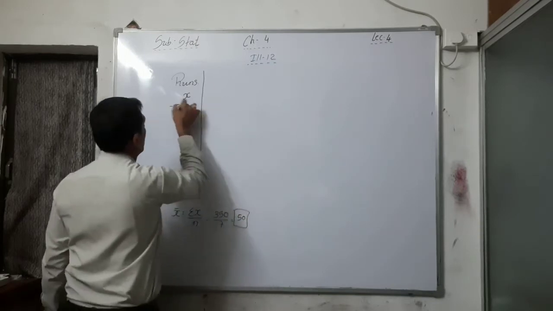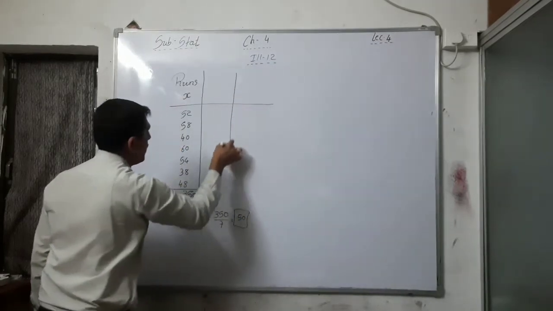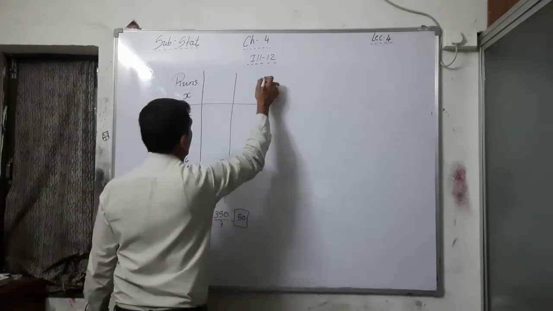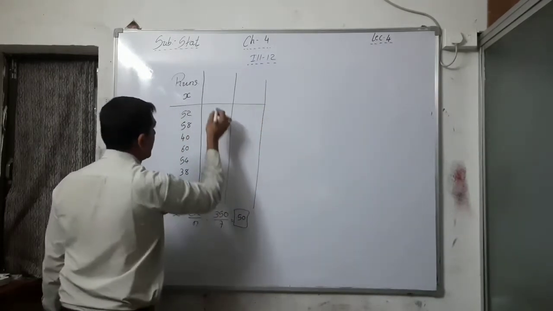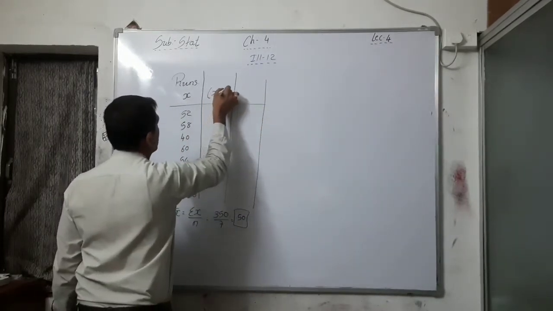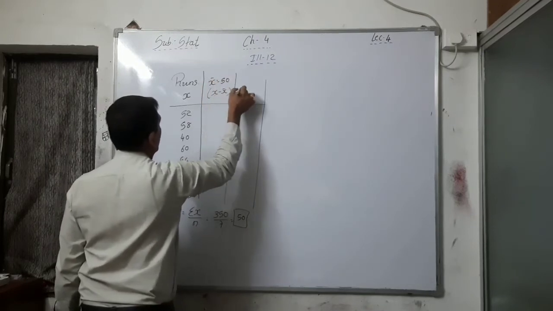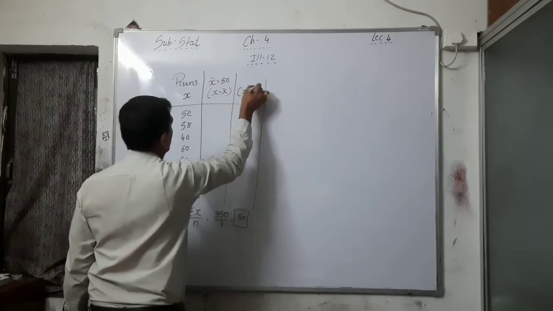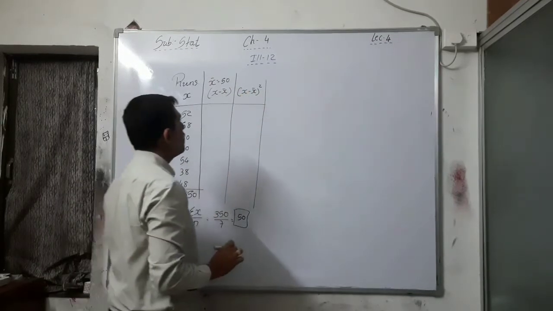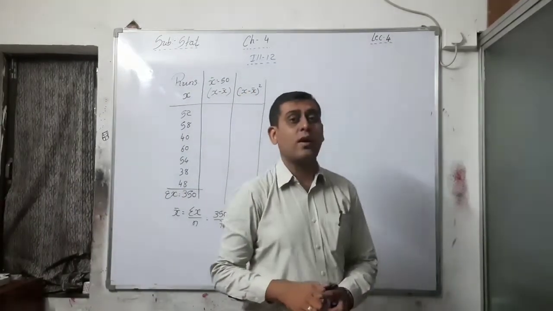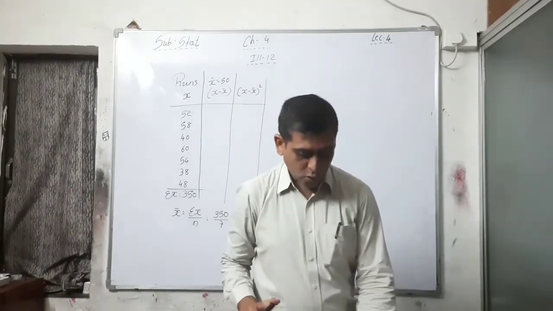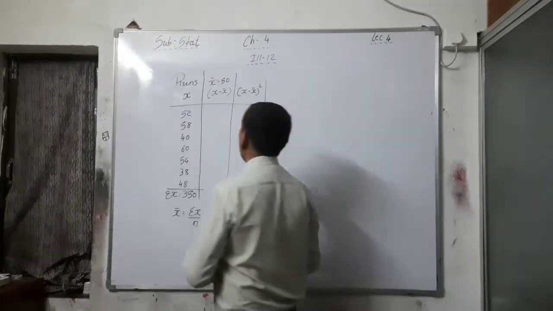Now main column, what we need? We need x minus x bar as well as x minus x bar all square. X minus x bar, x bar is equal to what? It is worth 50. And we want standard deviation as well as variance. That's why we have to find out the x minus x bar whole square. Okay.